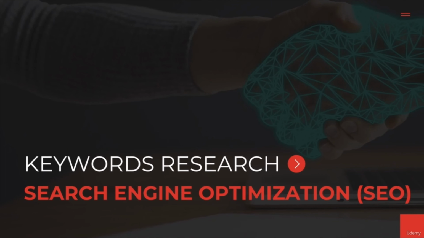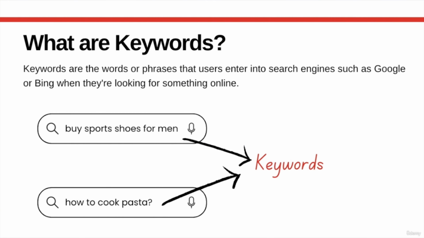Hi, let's dive deeper into keywords. What are keywords? Simply put, keywords are the words or phrases that users enter into search engines such as Google or Bing when they're looking for something online. These keywords act as clues, guiding people to the products or services they need.